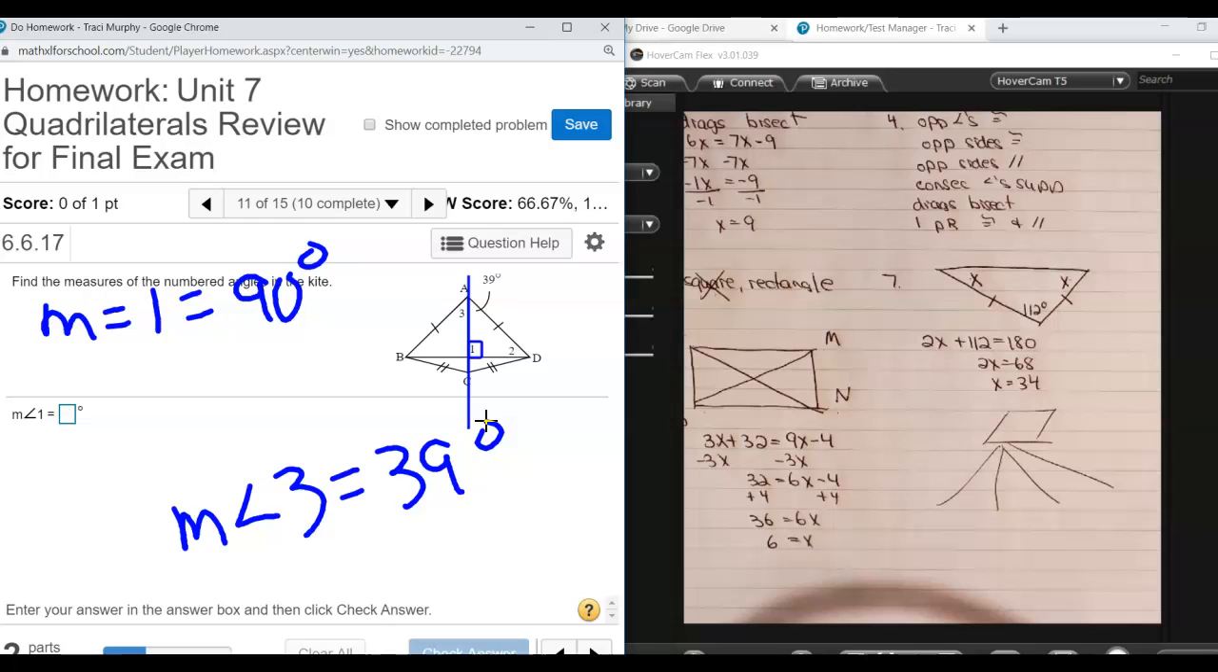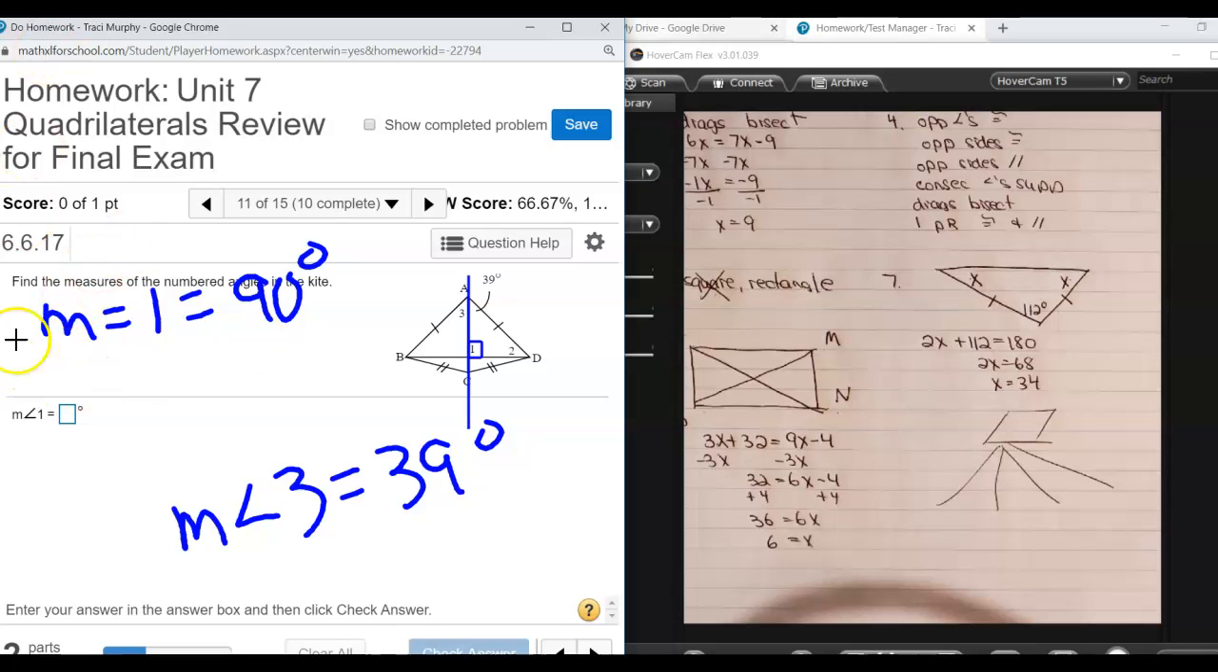So that just leaves me with angle 2. Well, if you take a look, you've got a triangle over here on the right side. We figured out this is 90, this is 39, and we know the measures of the angles have to equal 180. So I'm going to do 180 minus 90 minus 39, and I end up with the measure of angle 2 is equal to 51 degrees.